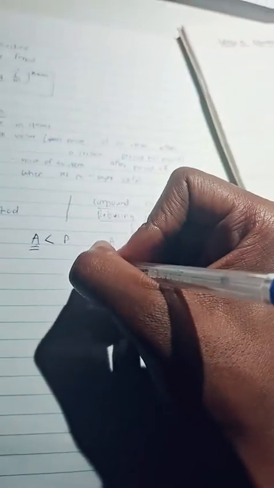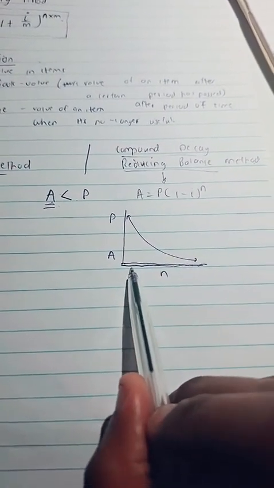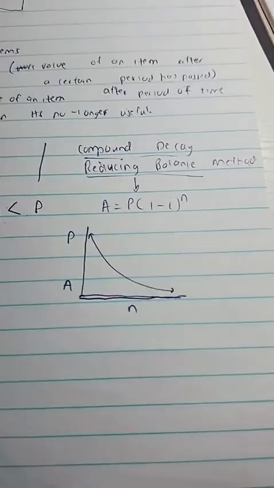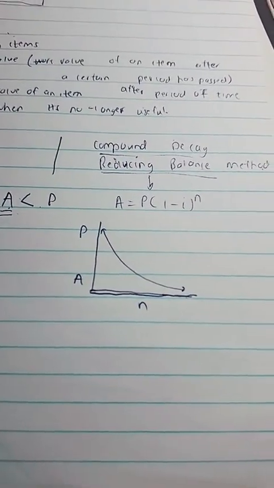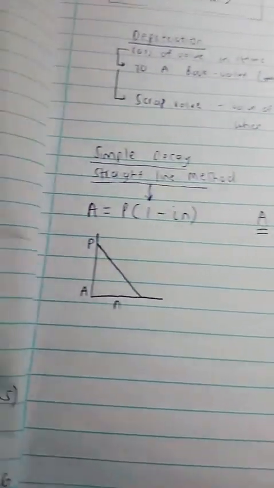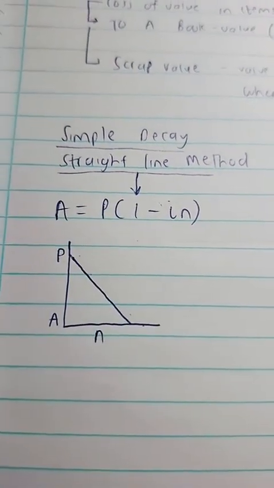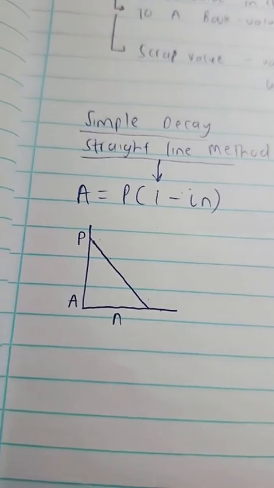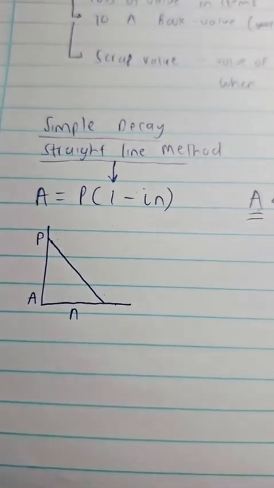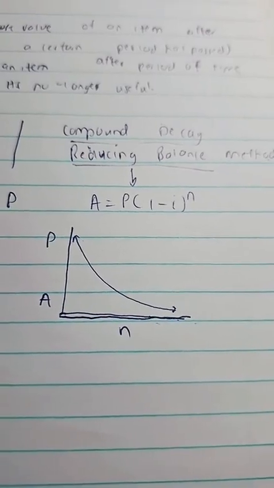We have N here, we have P there, we have A there, but even our A value is not going to ever reach 0, because like I said, these items will decrease in value, but they will never be like 0 rand. They will always be a certain amount, but obviously way lower than the original amount that they began as, okay? So graphically, we need to also have a visual picture of what we mean by simple decay, which is the loss of value of items over a period of time. And here we have the loss of value of items, but on a reducing balance.